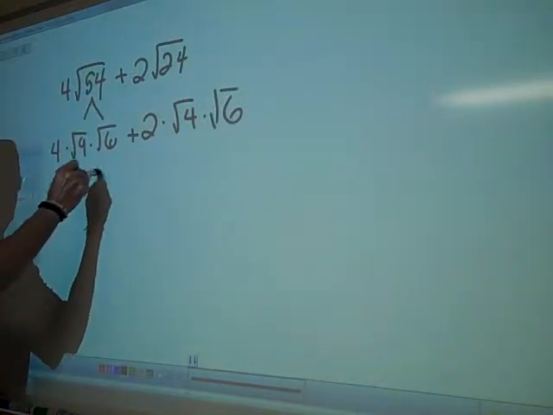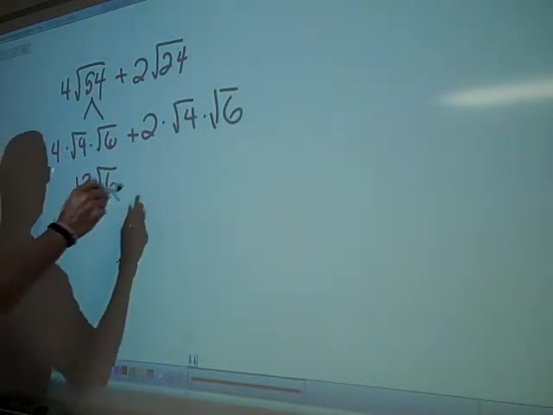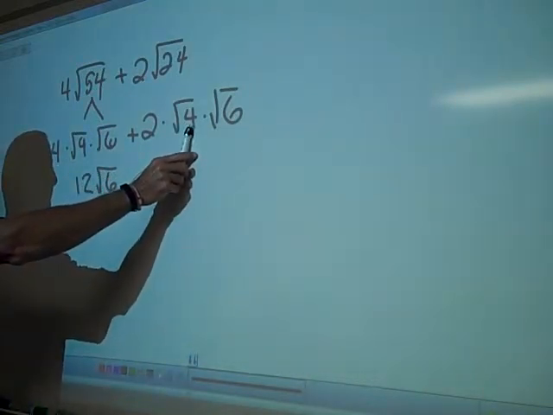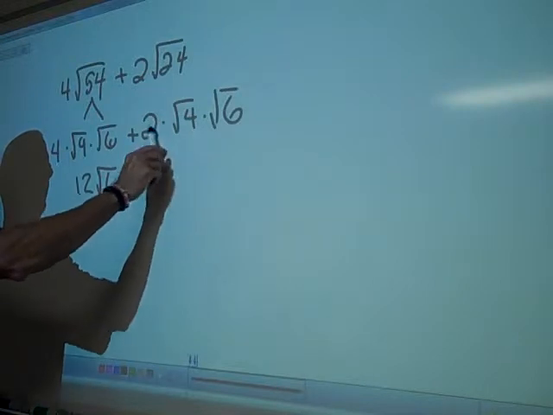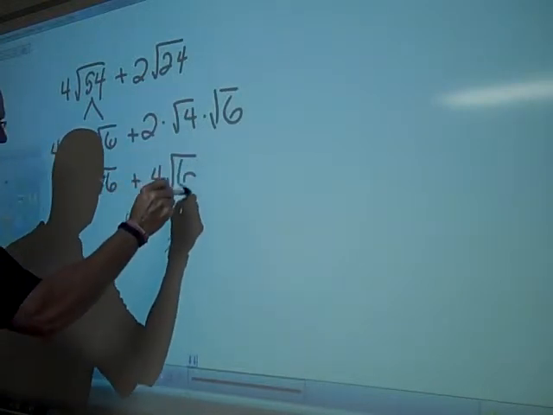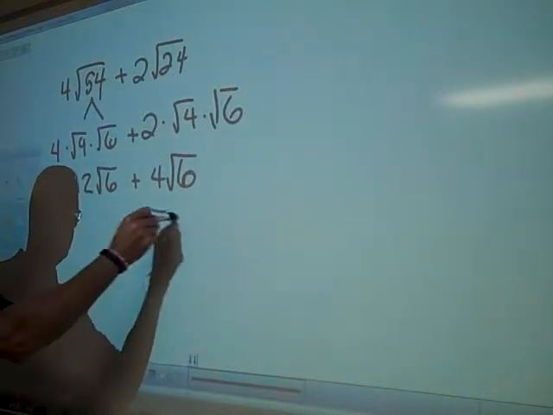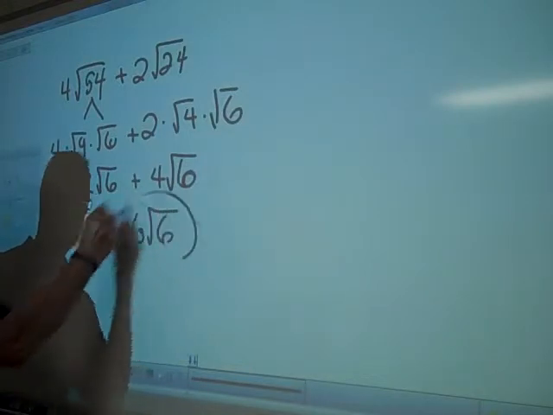So we have 12 square roots of 6. Square root of 4, Connor? 2. 2 times 2? So 4 square roots of 6. What's my final answer going to be, Miss Abigail? 16 square roots of 6.